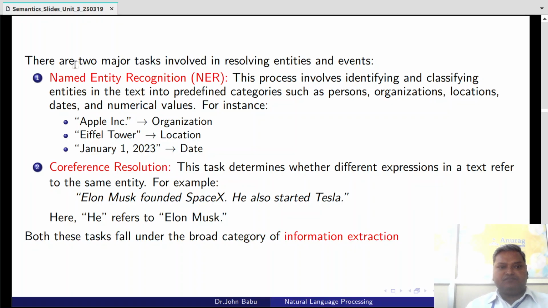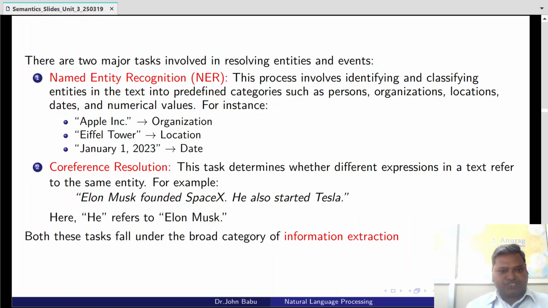The second task is co-reference resolution. This will help us understand which entity is being referred to. For example, I say Elon Musk founded SpaceX. He also started Tesla. When we say he, it is referring to Elon Musk. So these two are very, very important tasks in entity and event resolution.